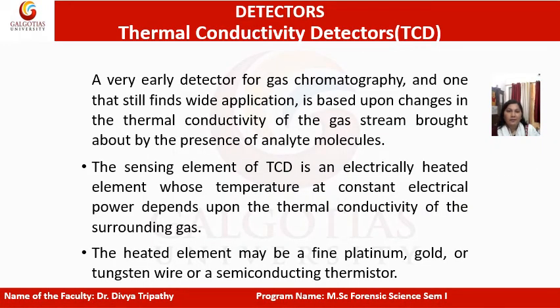The second and the earliest detector used in the gas chromatography is thermal conductivity detector. This is the one that still finds wide application, which is based upon changes in the thermal conductivity of the gas stream brought about by the presence of analyte molecules. The sensing element of TCD is an electrically heated element whose temperature at constant electrical power depends on the thermal conductivity of the surrounding gas. The heated element may be a fine platinum, gold or tungsten wire or a semiconducting thermistor.